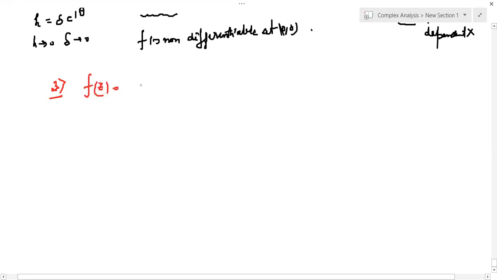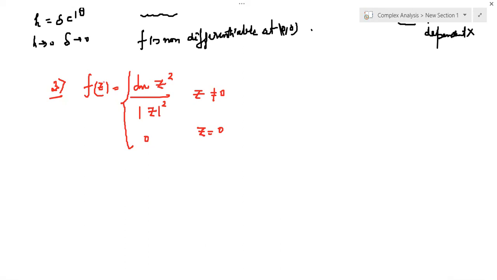f(z) is equal to the imaginary part of z squared upon mod z whole squared if z is not equal to 0, and if z is equal to 0, then it is simply equal to 0. Okay, this particular function I'm giving you as homework. Try to do this as homework.